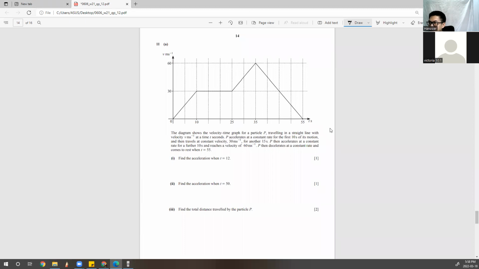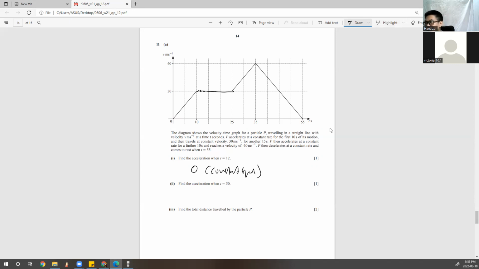We have one more, when t equals 12. Right, when t equals 12. So when t equals 12 is somewhere here. Look at the graph. The velocity is constant, so no acceleration, right? Because when t equals 12 is somewhere around here, right? So it's a constant speed.